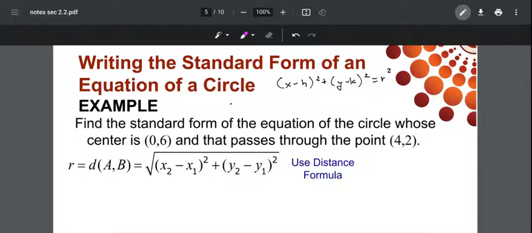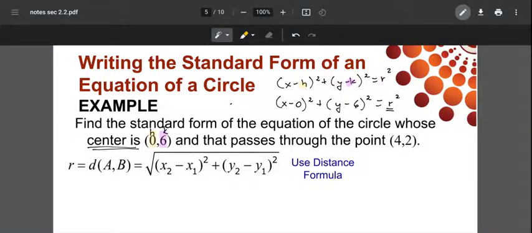So we know the center. That means we know h and we know k. So I can substitute that right away. I will replace k with 6, and we know the x coordinate of the center, which is h, we're going to replace h with 0. So we have x minus 0 to a second power, plus y minus 6 to a second power, equals radius squared. So this is the standard form, like you see. Next, we need to figure out the radius.